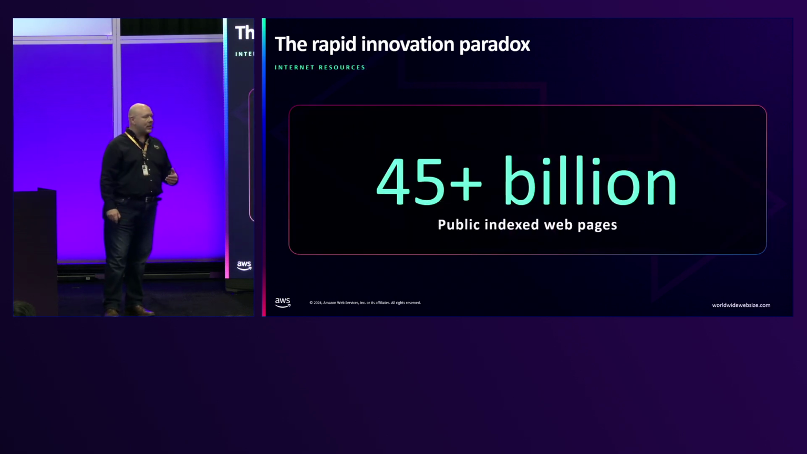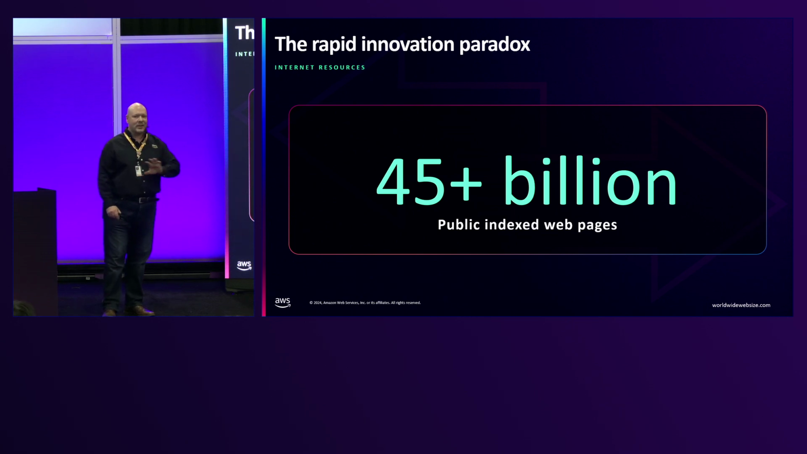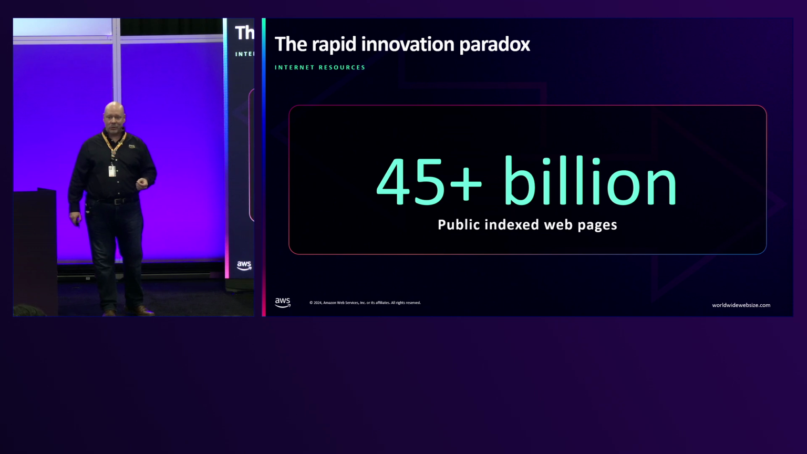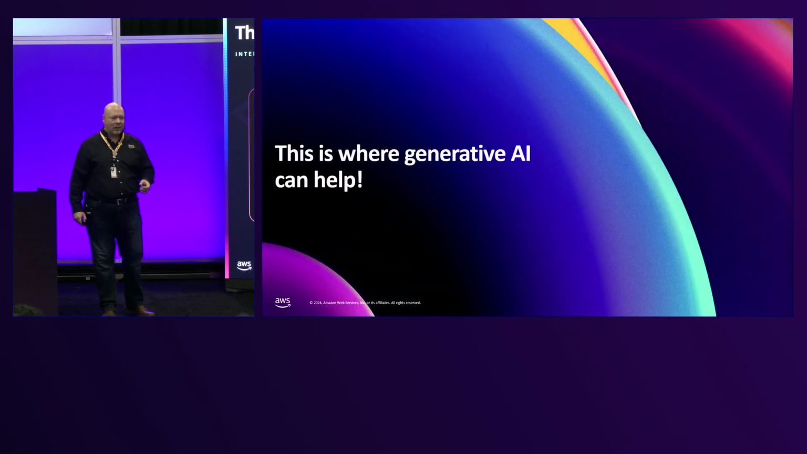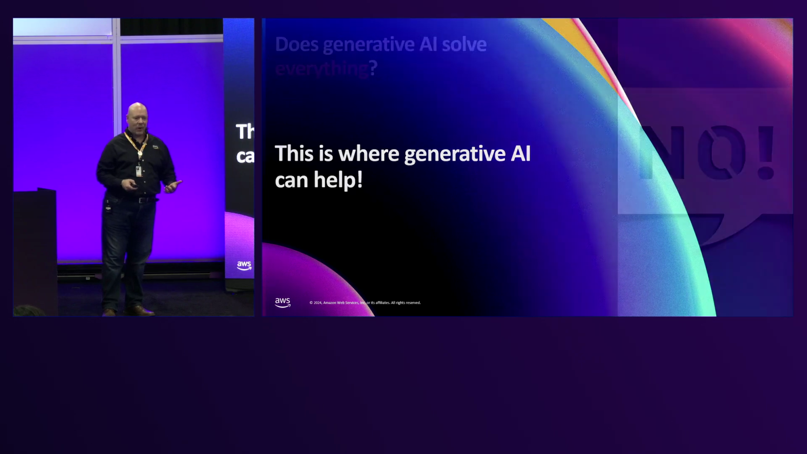And if we also just think about the sheer volume of information that's out there in the world, 45 billion publicly indexed web pages, and this doesn't include your internal intranets. This does not include the things that aren't indexed on the public internet. Navigating your way through all this stuff is a challenge, and trying to keep up with that pace of change is also a challenge. This is actually where generative AI becomes such an asset to us.